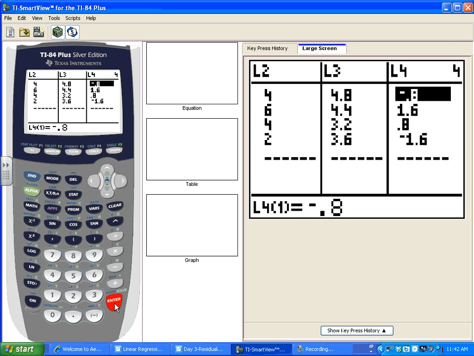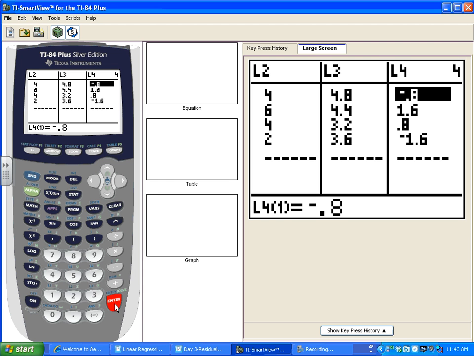Critical thinking here. If my residual is negative, my line of best fit over-predicted my actual data. I'll say it again. This negative residual, negative 0.8, actually over-predicted what my actual data said. In reality, I scored 4 goals. My predictive model said I should have scored 4.8. It should make sense to you.